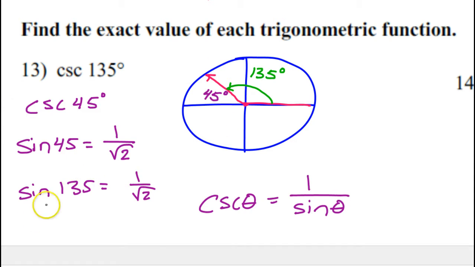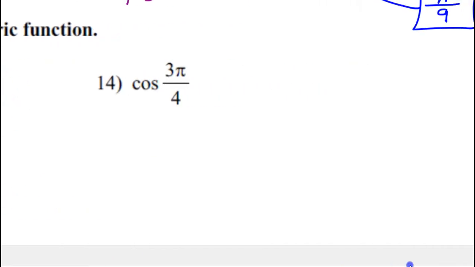Okay, so now we're ready to answer the actual question. The cosecant is the reciprocal of the sine function, so I just have to take this and turn it upside down. So that's going to be positive radical 2. All right, and that's it. Let's practice that some more.